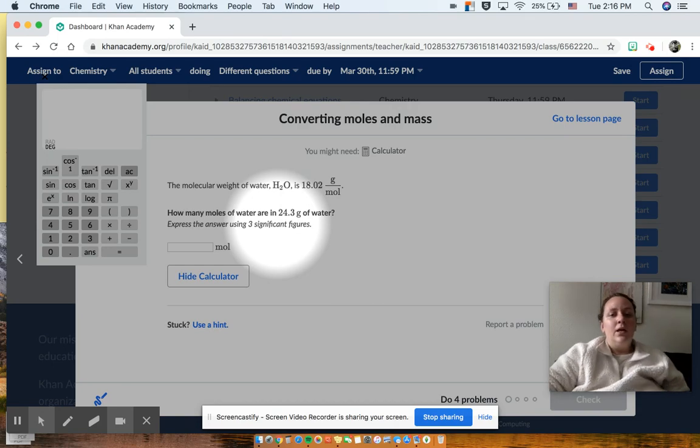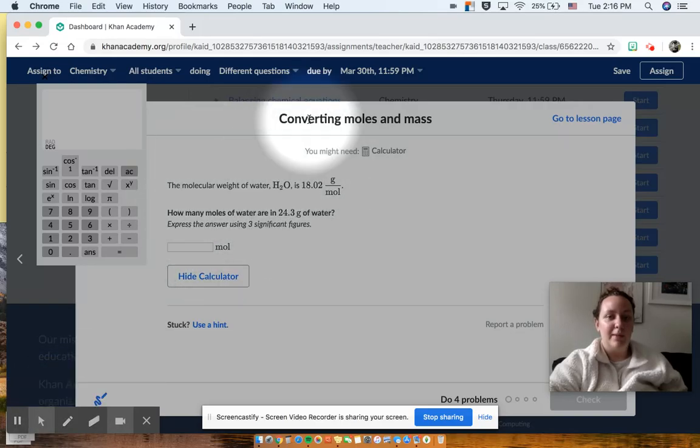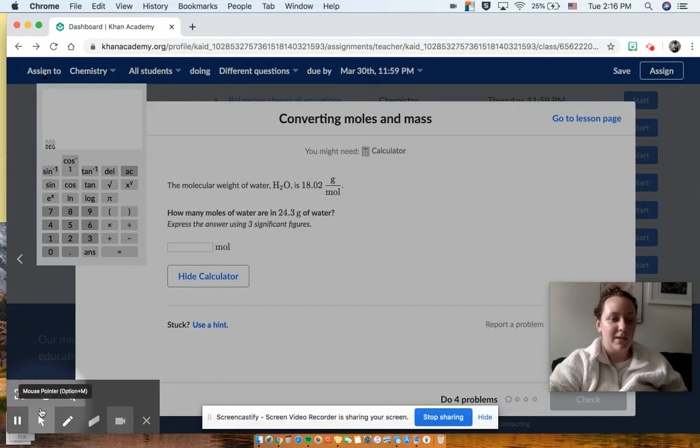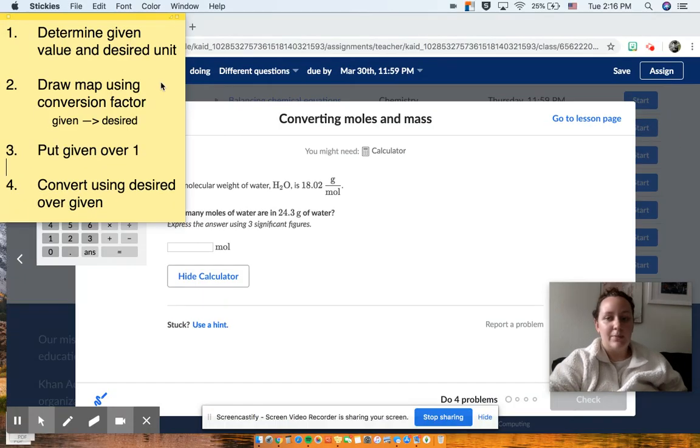Okay, so we have our 4 steps that we always use for any type of conversion factor problem. How do I know that I need to convert here? Because that's the name of the thing, right? It's called converting moles and mass. So I know that I'm doing a conversion problem. So I'm going to need to use my conversion steps. It's these 4 steps right here.